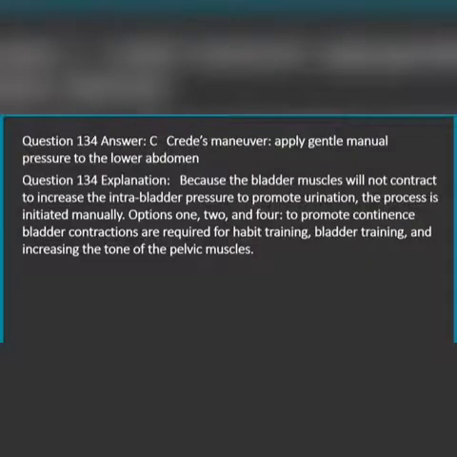Question 134. Explanation: because the bladder muscles will not contract to increase the intra-bladder pressure to promote urination, the process is initiated manually. Options 1, 2, and 4 promote continence. Bladder contractions are required for habit training, bladder training, and increasing the tone of the pelvic muscles.